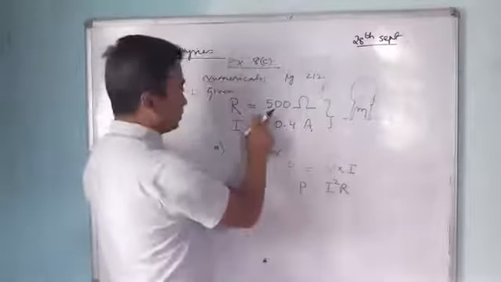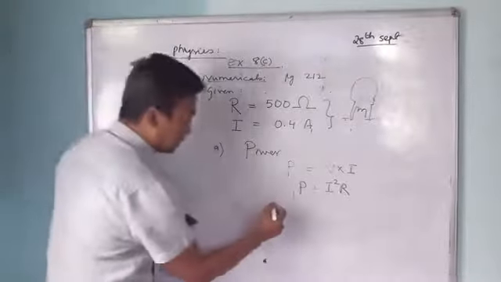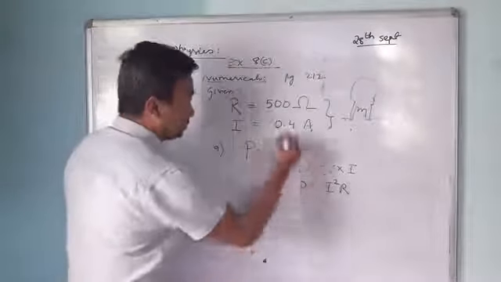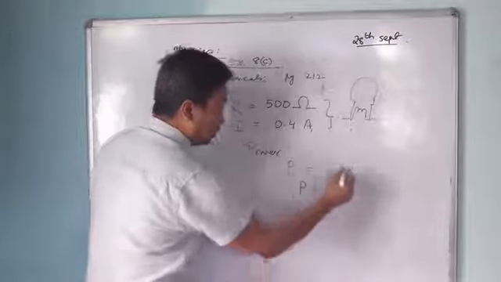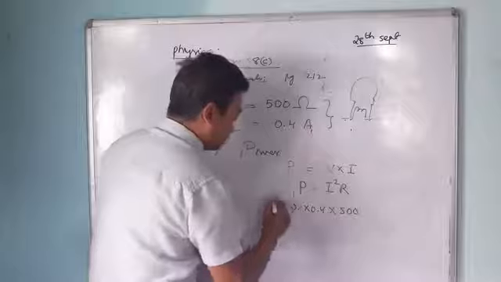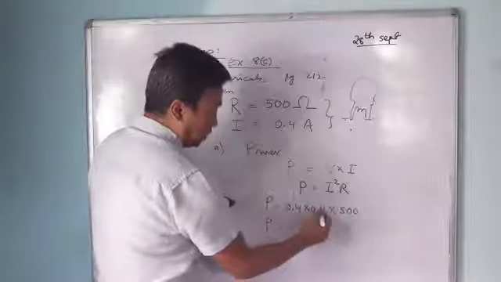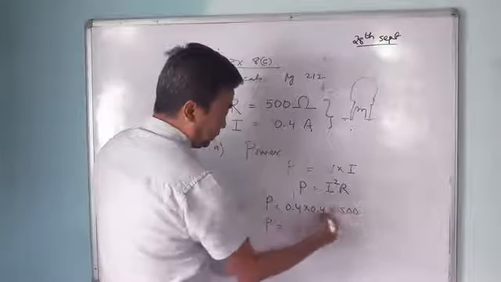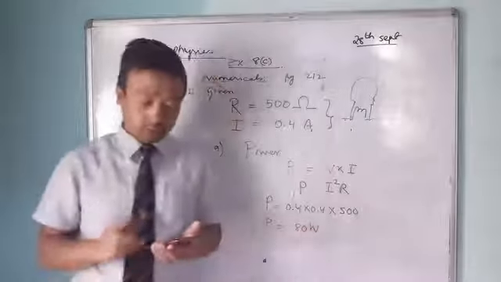If you see that I is given to you and the resistance is given to you, so you can just substitute and find the answer. I is 0.4, so multiply 0.4 into 0.4. The resistance is 500. The unit of the power we all know is watt. So after doing this multiplication, 16 into 5 is 80, so it will be 80 watt. So the power will be 80 watt.